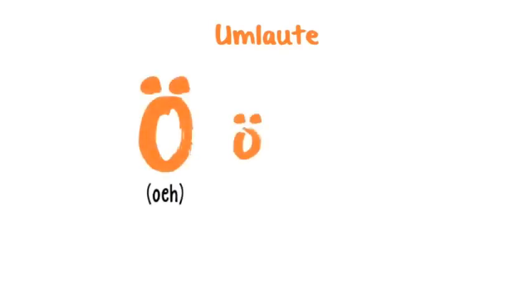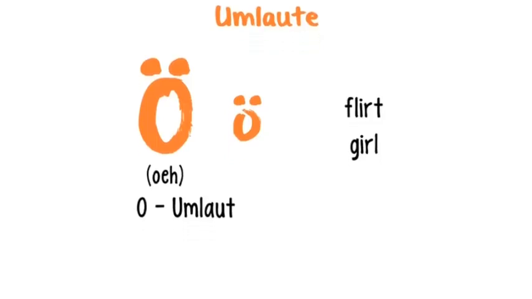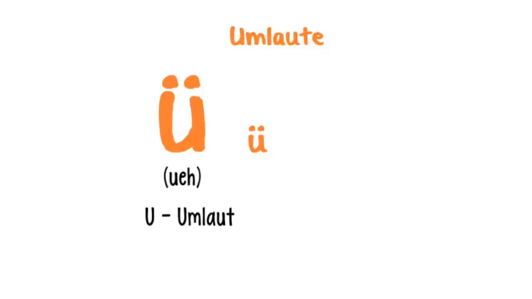The second umlaut is Ö, or O umlaut. Ö is pronounced like the word flirt or the word girl. The last umlaut is Ü, or U umlaut. For this letter, there is no equivalent in English.